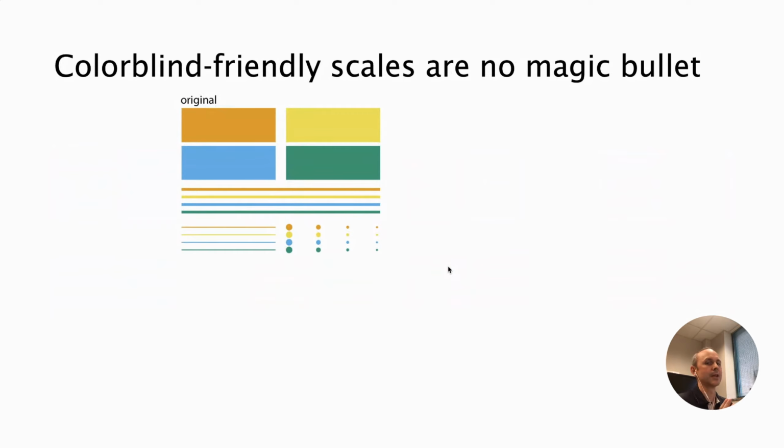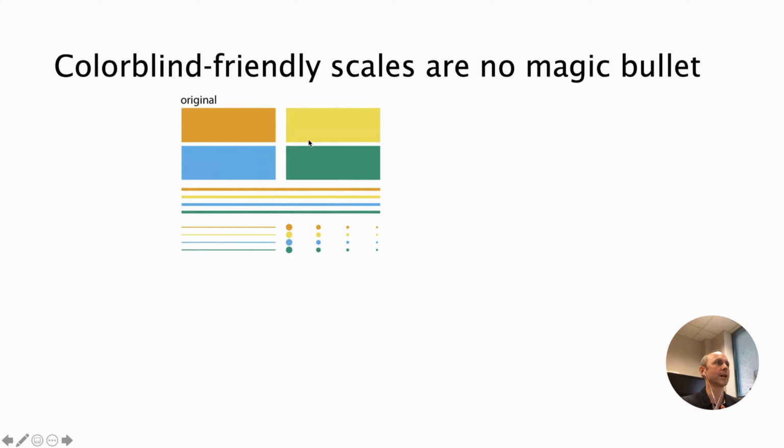Okay, so colorblind friendly scales are no magic bullet. One thing that you might think is, well, okay, I don't really understand color blindness. I don't understand anything about colors. But if I use a certified colorblind friendly scale, I should be good. And the answer is no, you won't. The reason is that color perception is actually strongly linked to the size of the area that we color.